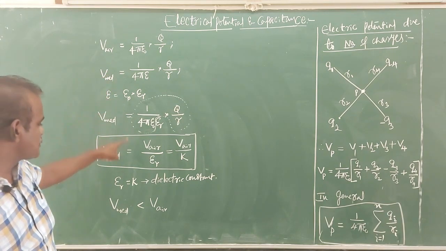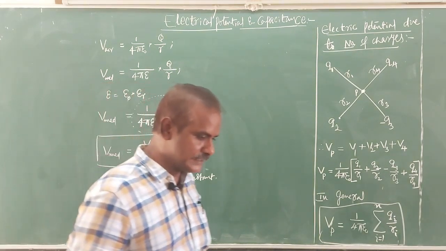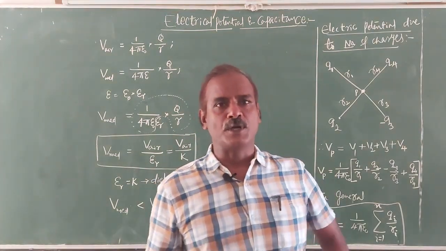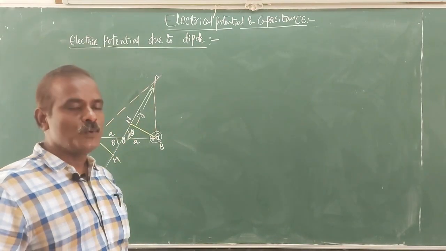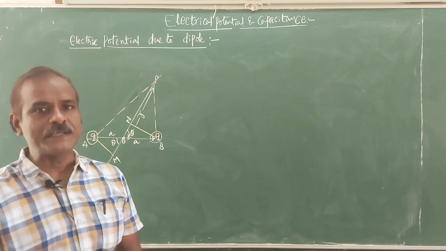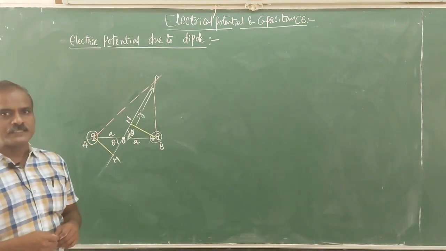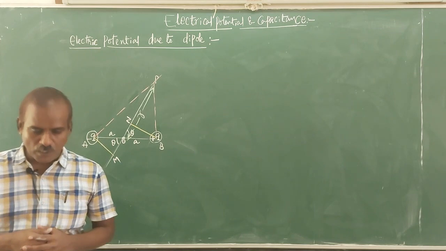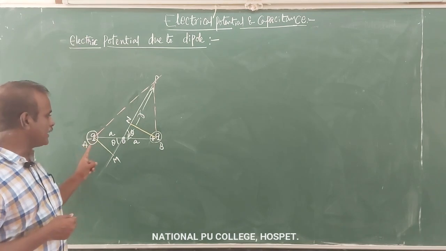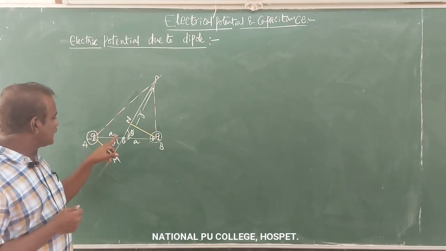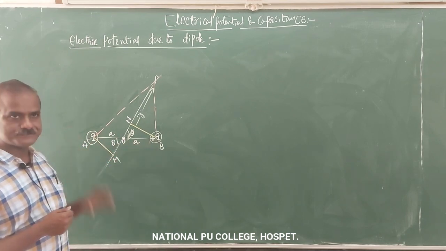Hope that you have noticed these points, how potential varies with medium. Now let us proceed to get the expression for potential due to a dipole. Here is the arrangement I have drawn. You are very much familiar with an electric dipole, a system of two equal and opposite charges separated by some distance. Look at this: minus q at A, plus q at B. A is the distance from the center of the dipole to this charge at A, and this is also distance A.